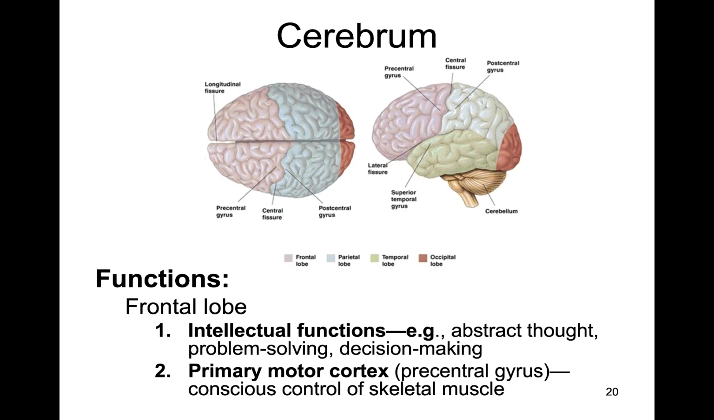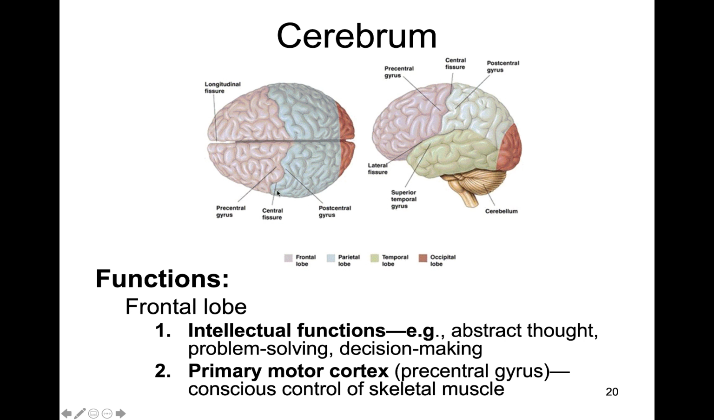Now let's talk about functions of the frontal lobe. Frontal lobe is the area where abstract thought is occurring, problem solving, thinking about the future, things like that take place. Things that other vertebrates are not capable of, for example, thinking about the future. And this is also the area where the primary motor cortex is, so that's where the conscious control of skeletal muscle is happening. So you can control when you move your arm or when you move your hand. That's happening in the frontal lobe in the area called primary motor cortex.